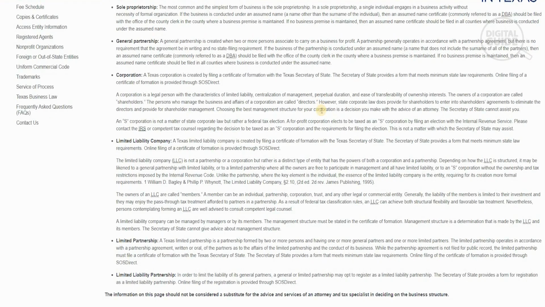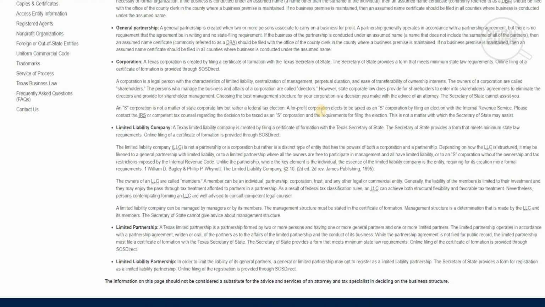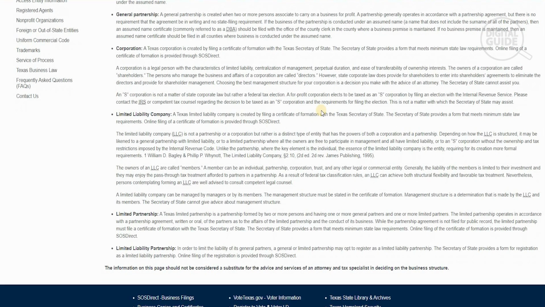The Texas Limited Liability Company is created by filing a certificate of formation with the Texas Secretary of State. The Secretary of State provides a form that meets minimum state law requirements, and the online filing of a certificate of formation is provided through SOS Direct. And that is where we are right now.